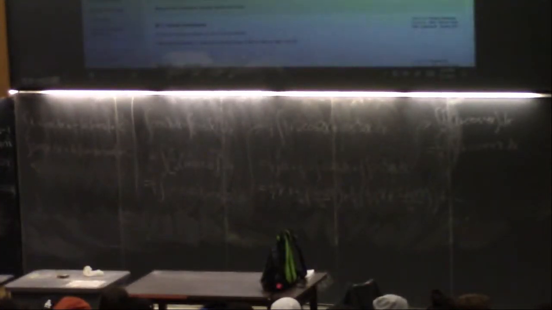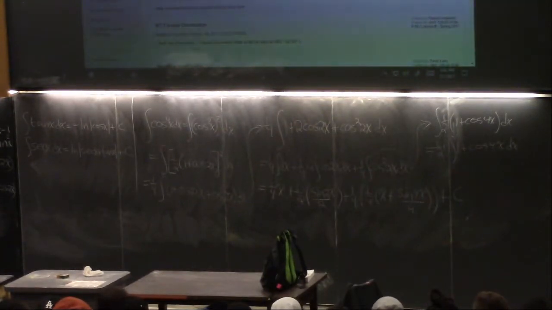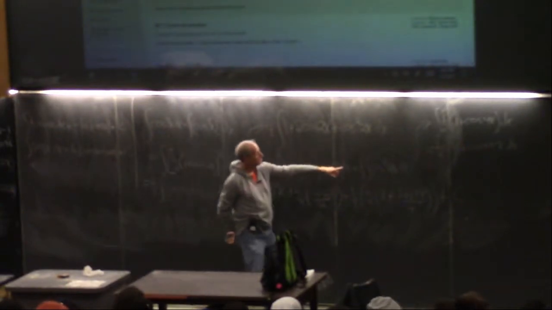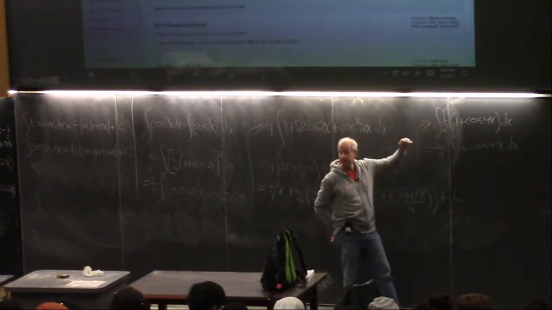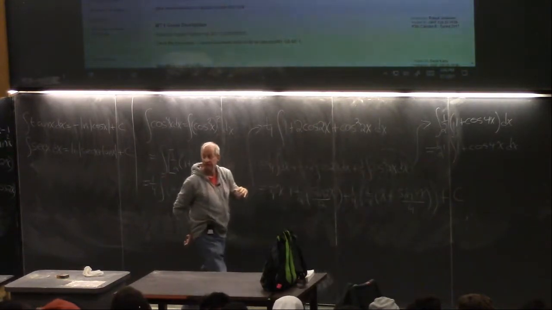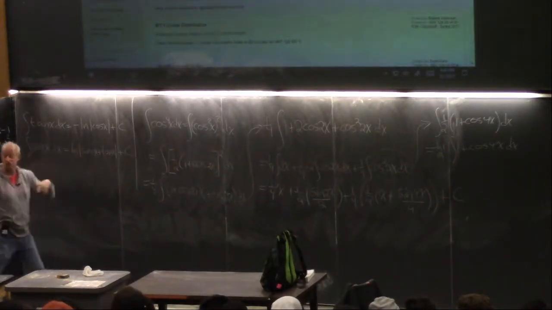Right. Remember, this angle is double that angle. So when I have cosine squared of 2x, it's 1 plus cosine of 4x times a half, because it's 2x's.